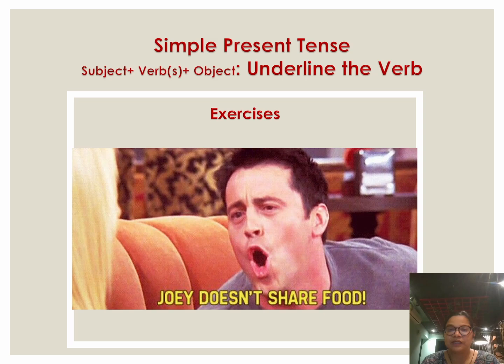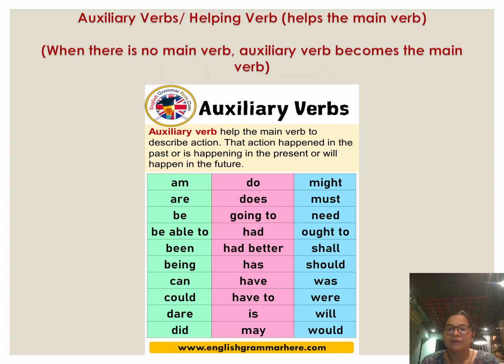Now there is another task: underline the verb. So, Joy doesn't share food. You look at it like Joy does not share food. So here the simple present tense verb is does not. Next, we will see auxiliary verbs because that also helps in simple present.